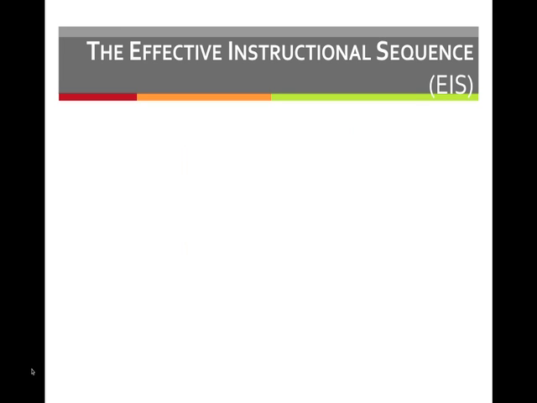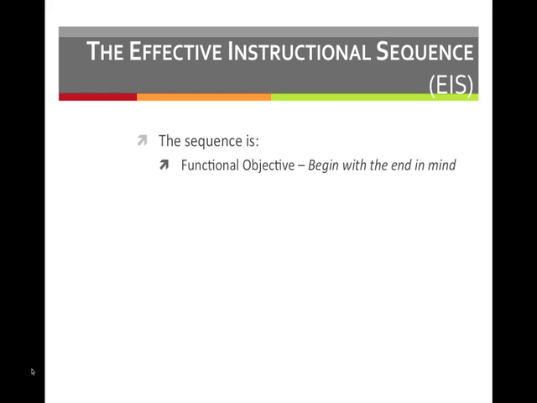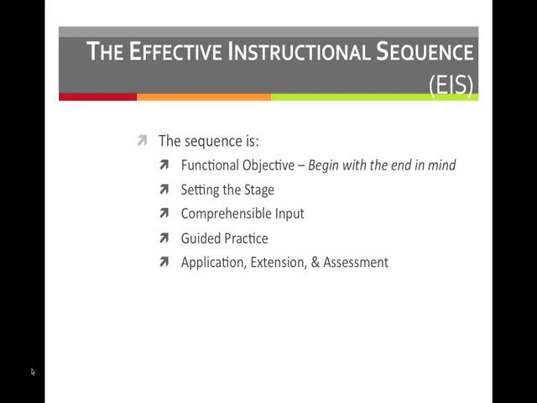First, let's begin with a review of the Effective Instructional Sequence, or EIS. The sequence is the functional objective, where you begin with the end in mind, then setting the stage, which you studied in the previous module, comprehensible input, guided practice, and application, extension, and assessment. We will be focusing on comprehensible input in this module.